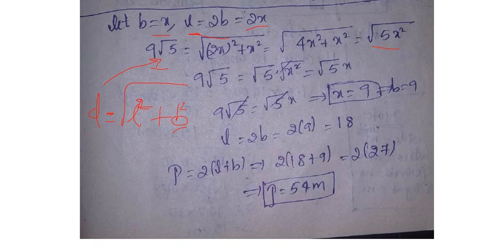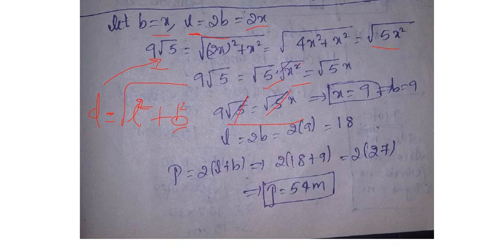This 9 root 5 equal to square root of 5x square. If I split this into two parts, square root of 5 into square root of x square. Here the square root and square get cancelled, root 5 into x. Now finally what did we get? 9 root 5 equal to root 5 into x. Now cancel root 5, root 5. What did we get? x equal to 9.